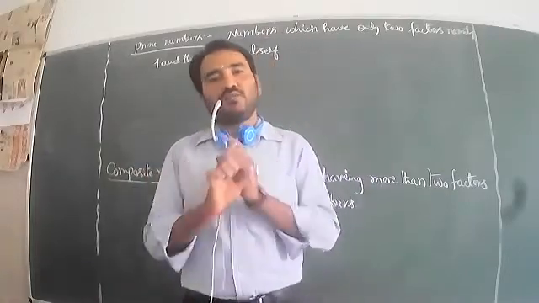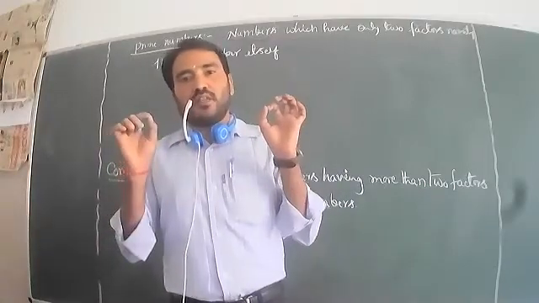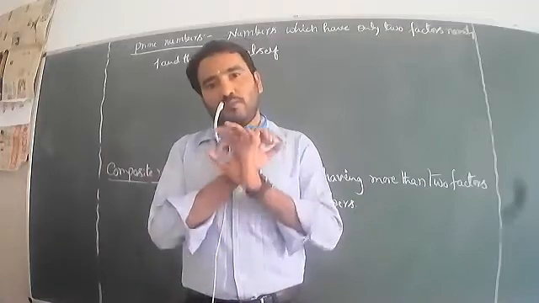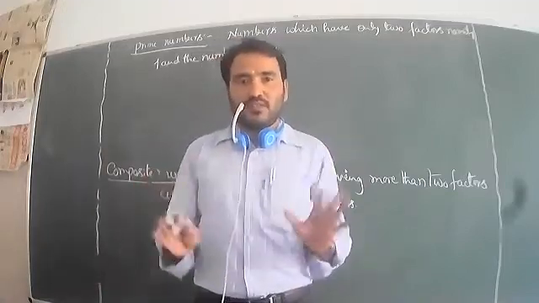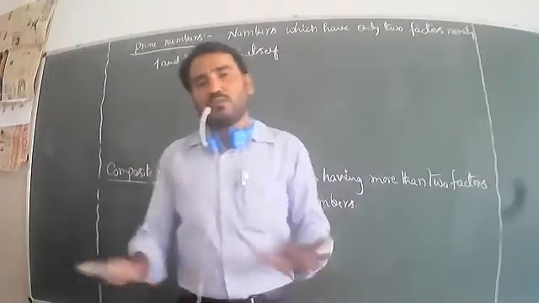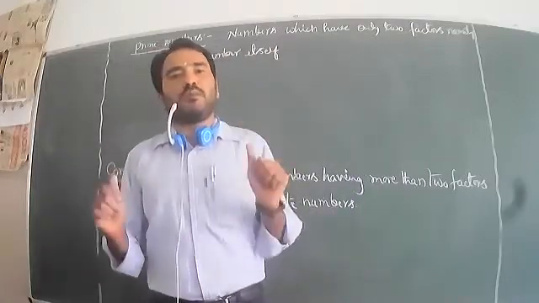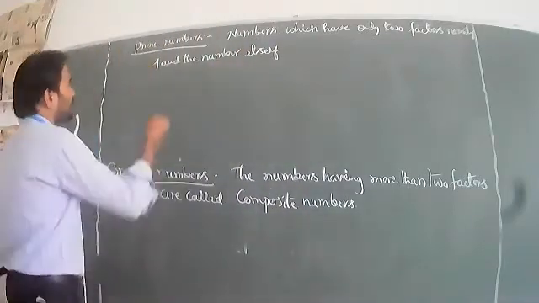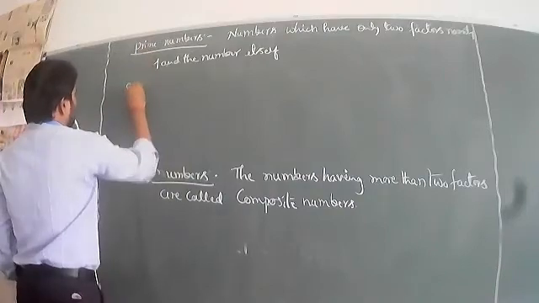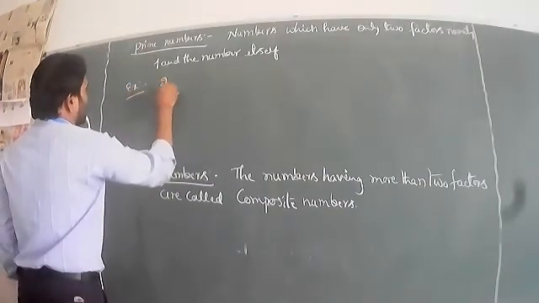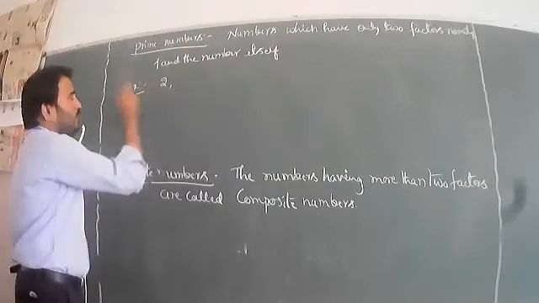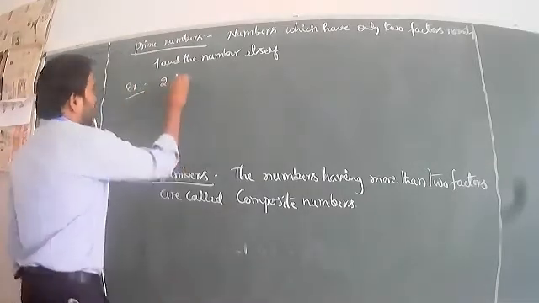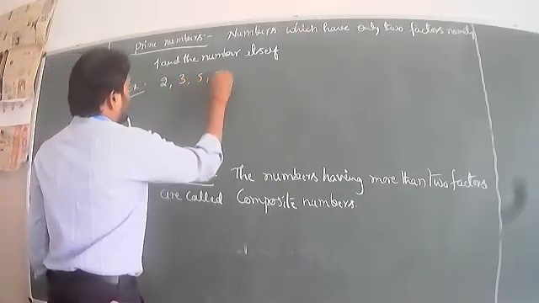One is neither prime nor composite. So we can leave it: 0 and 1 are neither composite nor prime numbers. Now, what are the prime numbers? In 4th standard you have learned up to 100. Examples: 2 is a prime number. It is the only even prime number. Keep that in mind. Then 3, 5, 7.